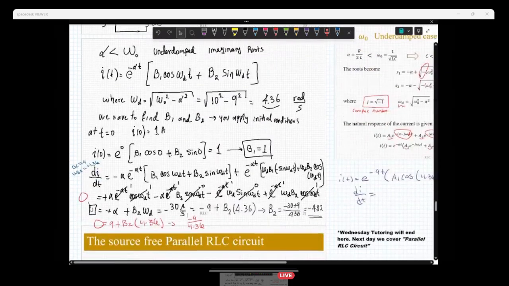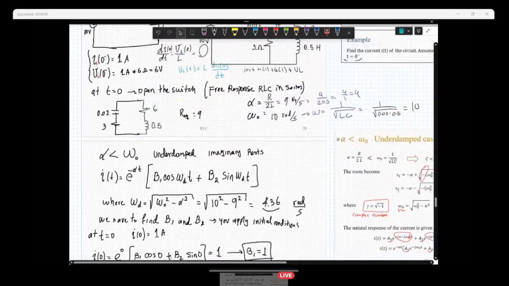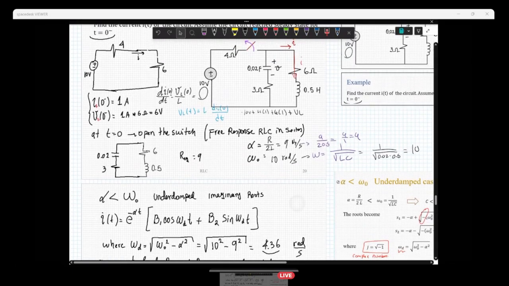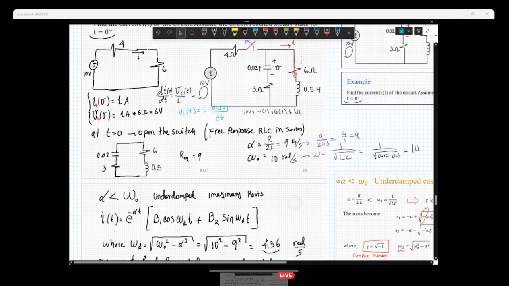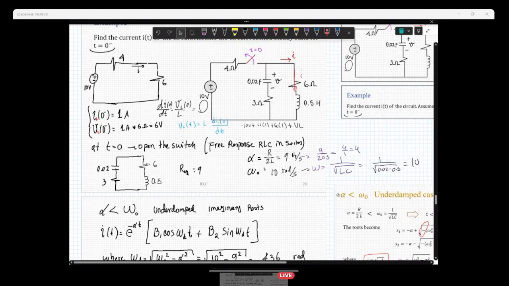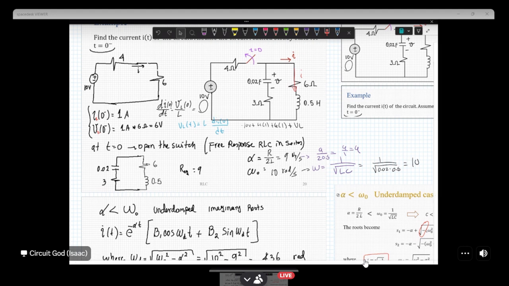Wait, what was it? She got -30. I got -18. Wait, am I doing something wrong? The resistance is 3. No, am I tripping? Oh, it's 9. Oh, I got it. Should be. Yeah, I got it, -30. Okay, wait. Figure it out.